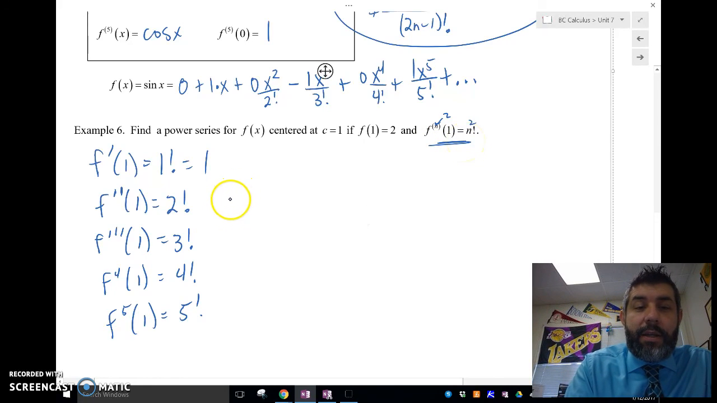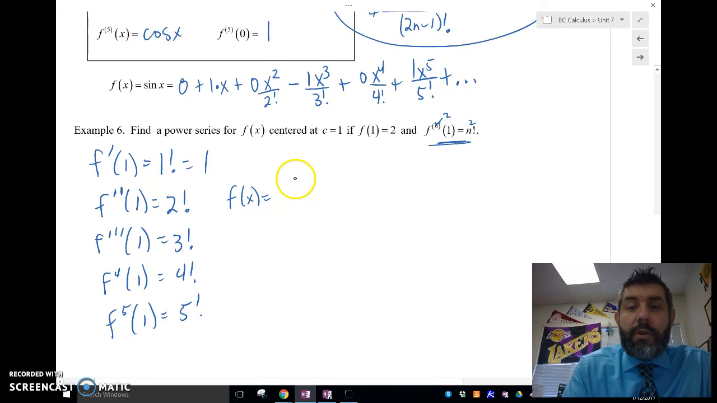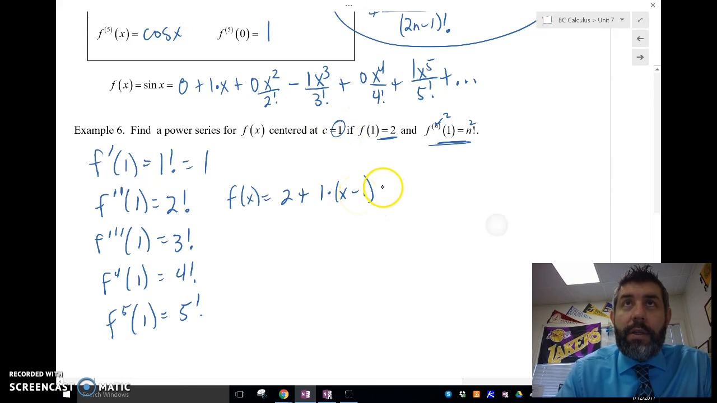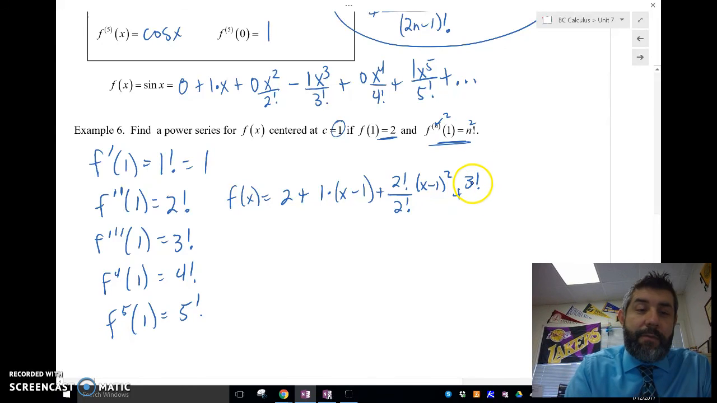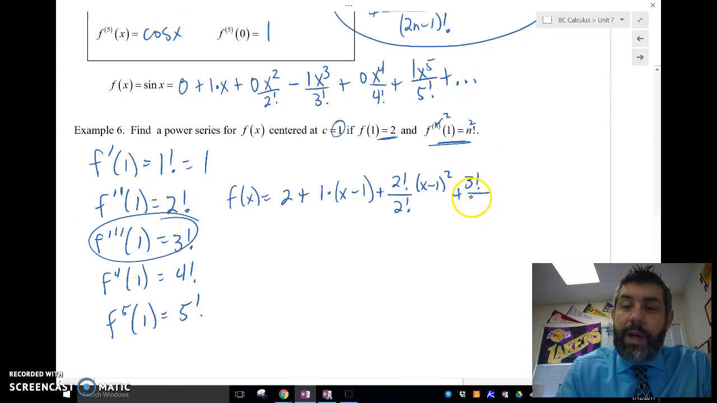Now I'm going to go ahead and set up that series. We're always going to start with the first one, term 2, plus f prime of 1, which is 1, times x minus, where is it centered? It's centered at c equals 1, x minus 1, plus 2 factorial over 2 factorial times x minus 1 squared, plus 3 factorial. Where am I getting this number right here, 3 factorial? I'm getting that from my derivative. Divided by 3 factorial x minus 1 cubed, and so on.